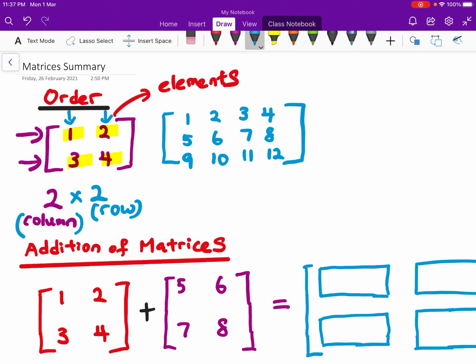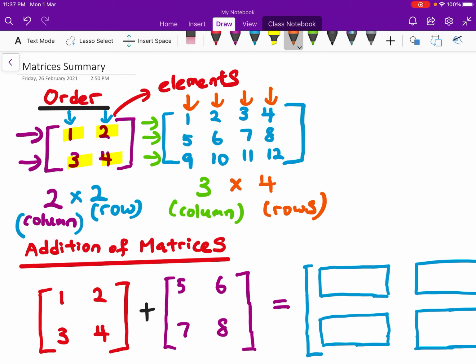Let's take a look at the blue matrix. There are more elements in this blue matrix, right? Let's find out what is the order of the blue matrix. How many columns does it have? 1, 2, 3, so I write 3 columns. How many rows does it have? 1, 2, 3, 4. So 4 rows. This is quite straightforward. The order is quite straightforward.